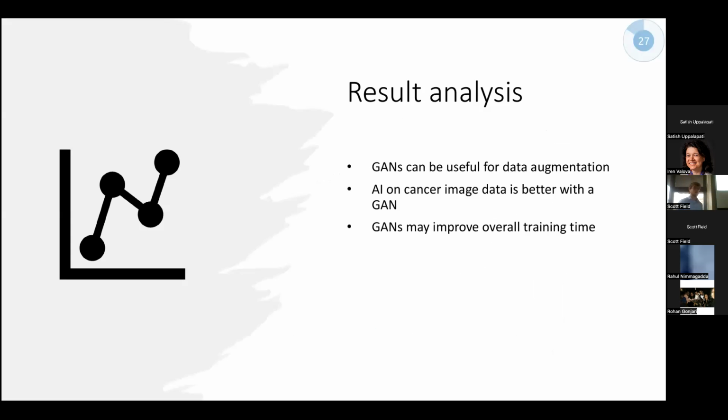We've seen that GANs can be useful for data augmentation on small data image classification problems like this. But we also have seen that AI on cancer image data specifically can be improved when we use a GAN to augment the data set, as we've seen through the accuracy, MSE and MAE metrics that we've looked at. And then finally, as we saw with the convergence plots, GANs may improve the overall training time of your model, given that your model isn't a quick model to train. It takes a good amount of time. GANs may improve that training time.